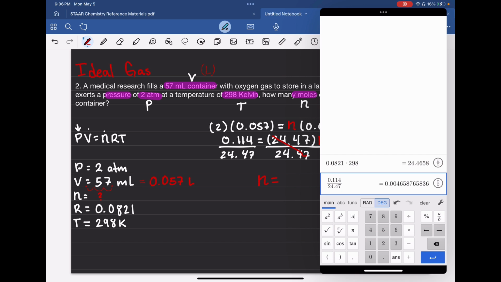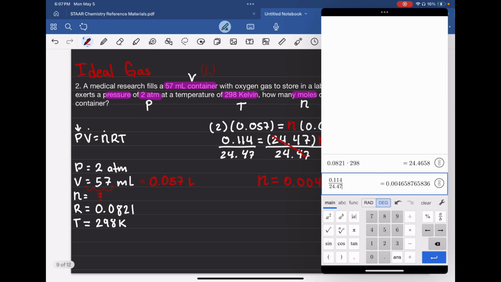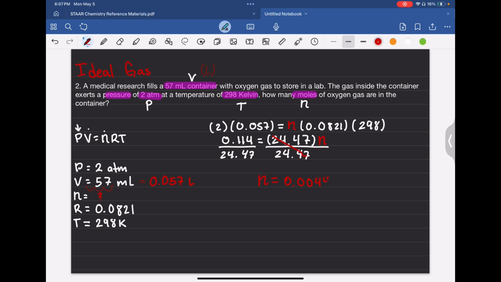And that gives us 0.0046. Let's see, 46 also rounds up to 47. So our answer is 0.0047 moles of oxygen gas.